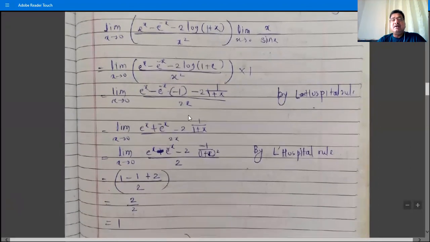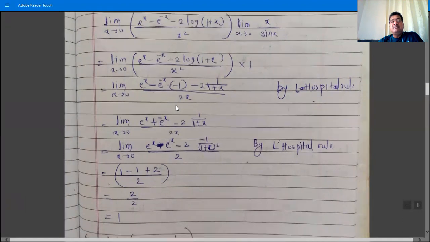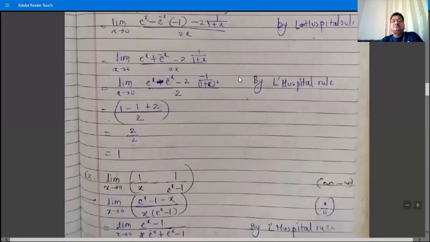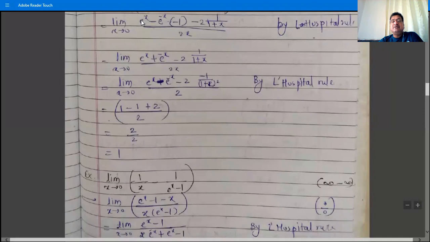And then apply L'Hospital's rule, because if we substitute x as 0, e raised to 0 is 1, e raised to 0 is 1, 1 minus 1 is 0, log 1 is 0. So we have 0, and 0 square is 0. So we have 0 by 0 form. So apply L'Hospital's rule. So the derivative of e raised to x is e raised to x, and the derivative of e raised to minus x is e raised to minus x into minus 1, minus 2 log 1 plus x, derivative 1 by 1 plus x, and the derivative of x square is 2x. Then this is the simplification: e raised to x plus e raised to minus x minus 2 into 1 by 1 plus x divided by 2x.